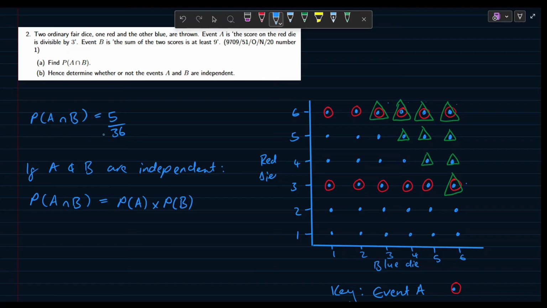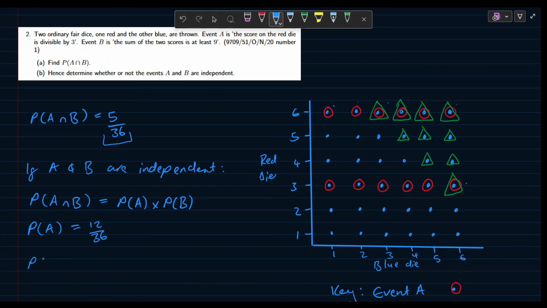So we've already found the probability of the intersection. Now let's find the probability of A and the probability of B. So let's start with the probability of A. Event A is a blue circle surrounded by a red circle. So that's the whole row here at 6, so 1, 2, 3, 4, 5, 6, and the whole row at 3, 7, 8, 9, 10, 11, 12. And we said our total outcomes are 36.